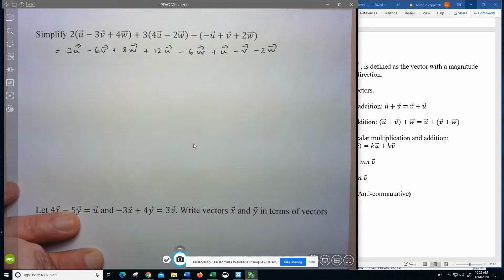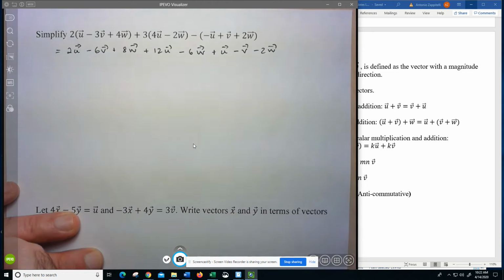So I'll choose to write it as 2u, plus 12u, and then plus u, and then I'll bring the v's together, minus 6v, and then minus v, and then finally plus 8w, minus 6w, and then minus 2w. Then that other property here allows us to just essentially add or subtract like terms.